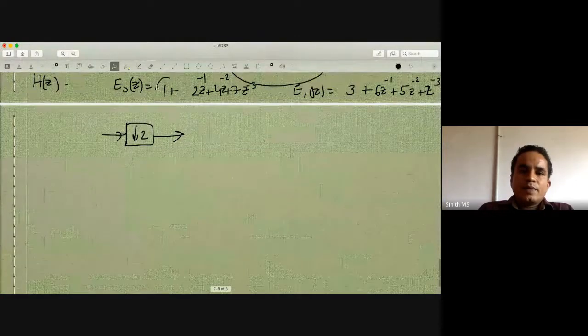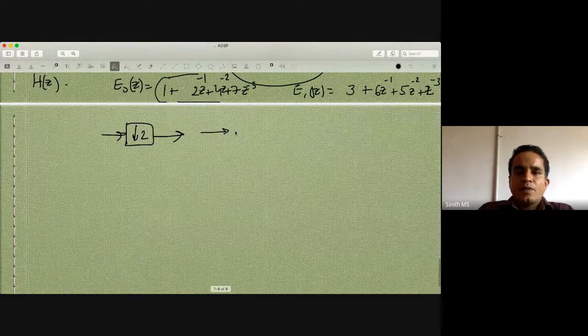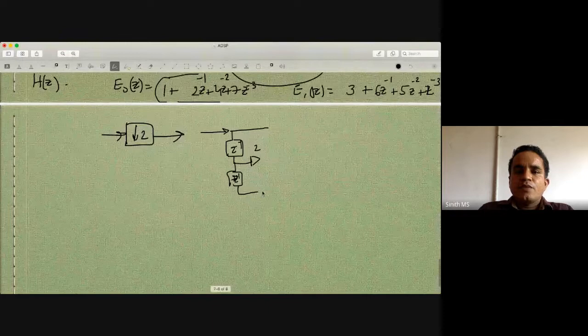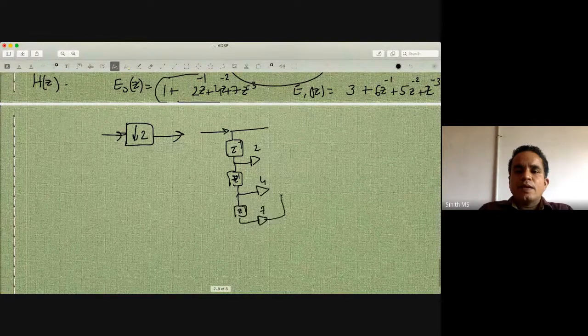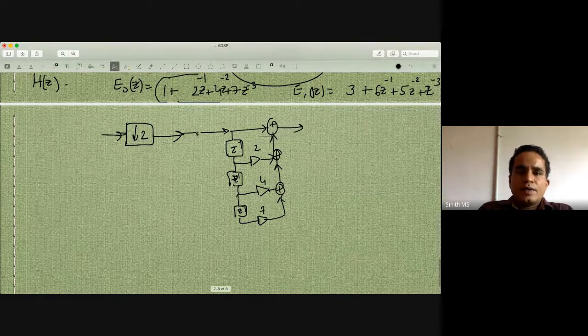So if you try to implement this, it is basically 1 plus 2z inverse, which you can write as: 1, you pass it as such, you take a delay, multiply it with 2, again you take a delay, multiply it with 4, then you multiply it with 7, add them together. So this is E0(z).